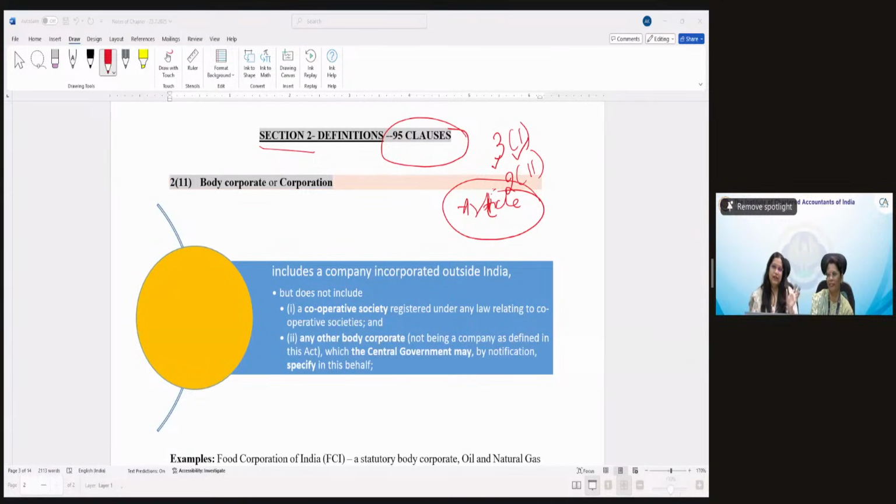So when you are reading a section, if it is dealing with the prospectus or the registered office, all the provisions will more or less be dealing with that registered office only. But in the definitional section, all the clauses are different from one another. They're not related to each other. There is as such no linkage.